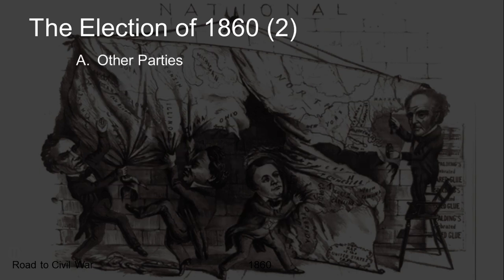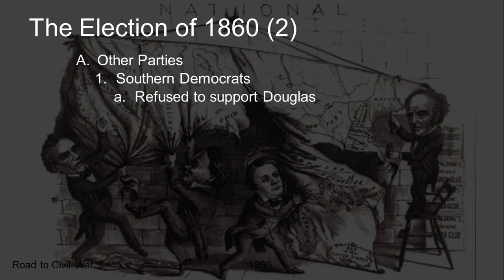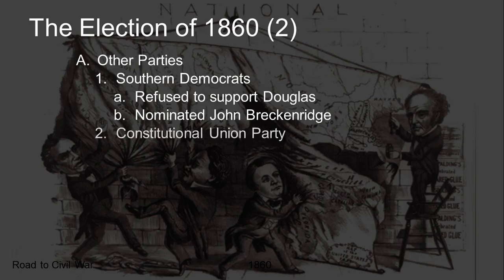There's some other parties in the election of 1860. We've talked about the split in the Democrats, and the Southern Democrats, when they left the Democratic Party, went ahead and held their own convention. They refused to support Stephen Douglas, so they nominate their own candidate for president, this guy named John Breckinridge. And finally, there's a fourth political party. They called themselves the Constitutional Union Party, and they're going to nominate a guy named John Bell for president.